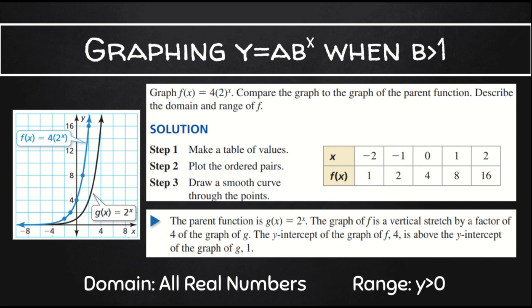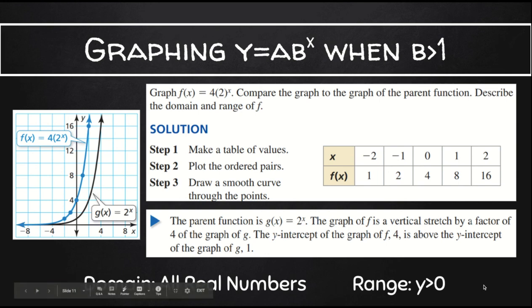Now I want you to notice that the parent function is g of x. So it's 2 to the x. If we were to just look at the graph of 2 to the x, it would be this black line. You notice that when we put a 4 out there, it moves the y-intercept of the graph. So I want you to see that the a, remember it's y equals a b to the x, the a tells you what your y-intercept is, okay?